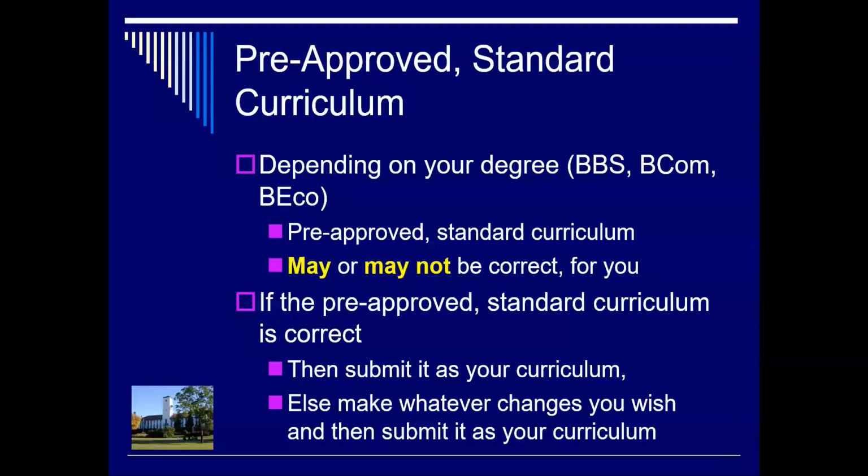Now, what I am able to do is to provide you with a pre-approved standard curriculum, a guess, as it were, as to what you might be doing within a Bachelor of Business Science, a Bachelor of Commerce, and other degrees. And it's because of the uniformity across the first year of most of our degrees that I'm able to do that. Now, this may or may not be correct for you, and now's your time to be able to say, yes, that's absolutely fine, that's precisely what I want to do, or no, I want to do something different. So if the pre-approved standard curriculum is correct, then you can submit it as your curriculum. Otherwise, you must make whatever changes you wish to make, and then you submit that as your curriculum.